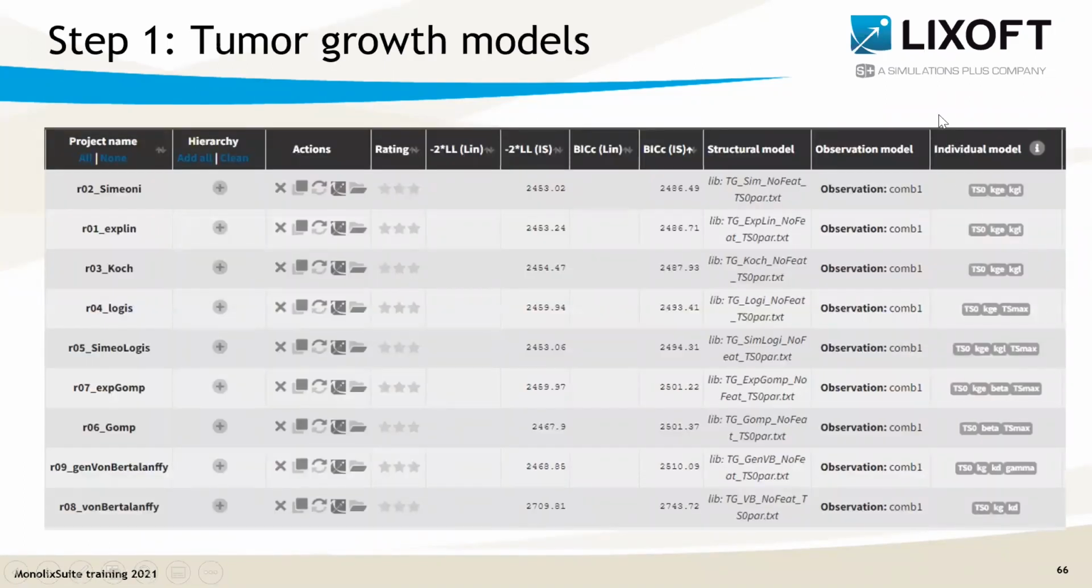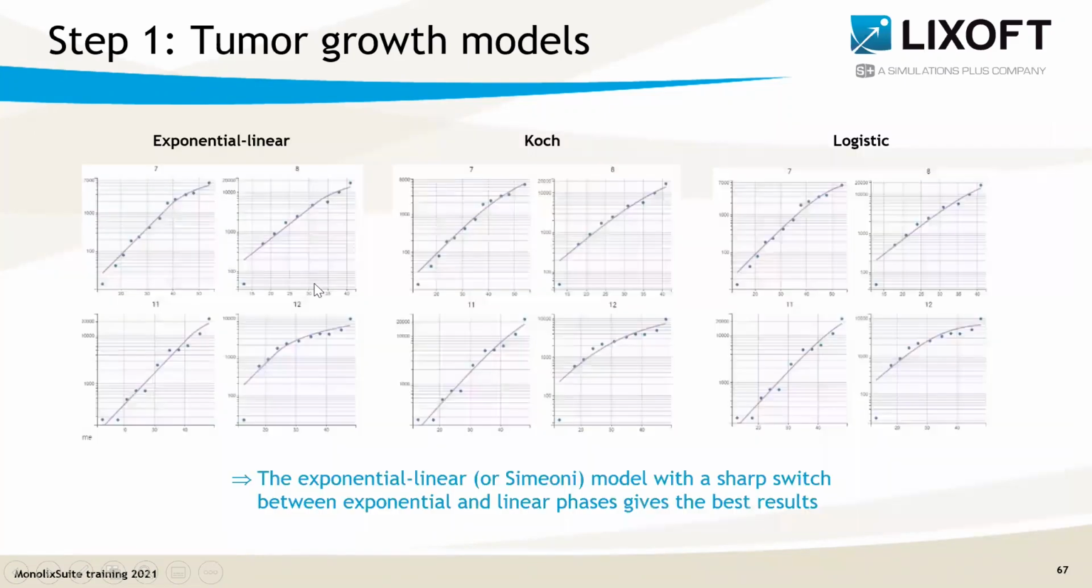So this is the workflow that I have followed in MONOLIX. I have started for the first step by comparing different growth functions, and here we can see the result in Sycomore, where all these different functions have been estimated, and we have the log likelihood values with the BIC. And so the result of this is that the exponential linear or Simeoni model, this is equivalent, gives the best result, and we can compare the result with the Gompertz and logistic functions that are quite similar.